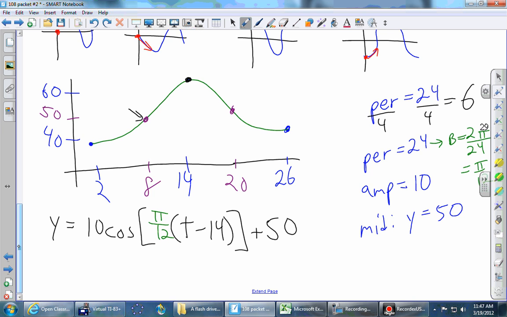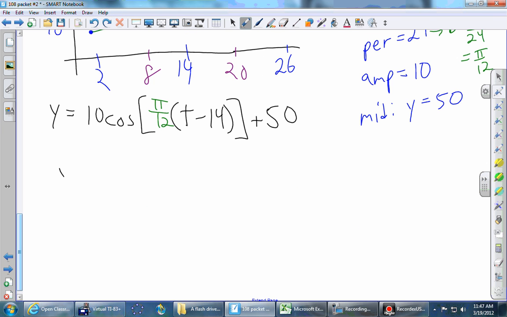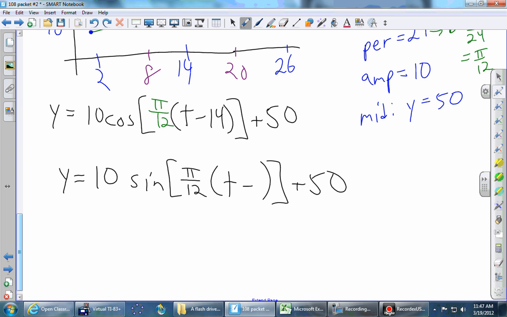In fact, if I had a copy and paste thing here, I would use it to much success because just about everything is the same. Amplitude is the same, the period is the same, so the B is the same. The midline is still 50. But now we're changing our perspective. We're thinking of it being a sine function, starting in the middle.